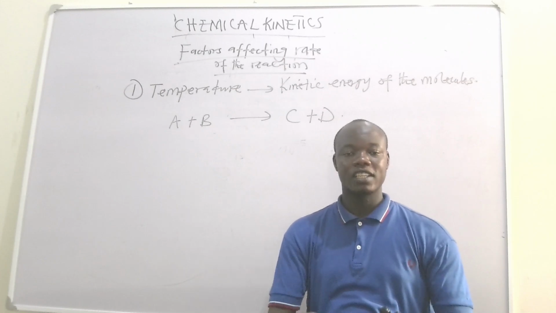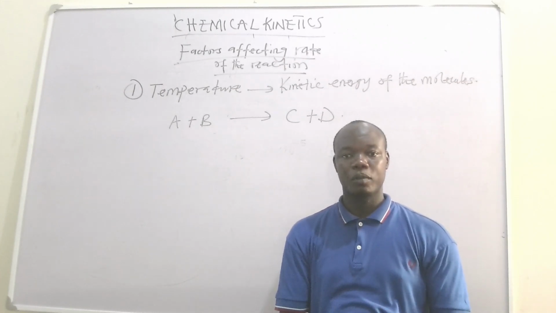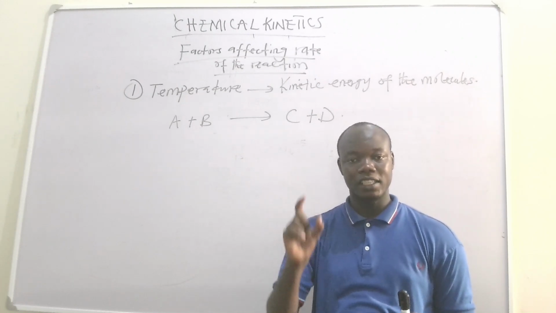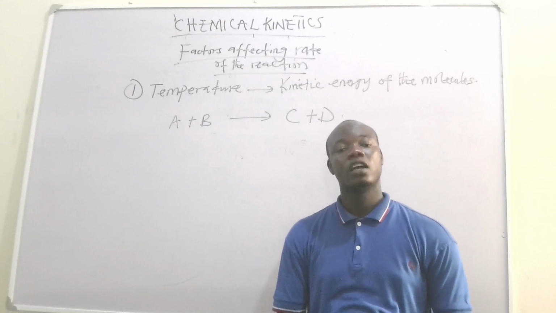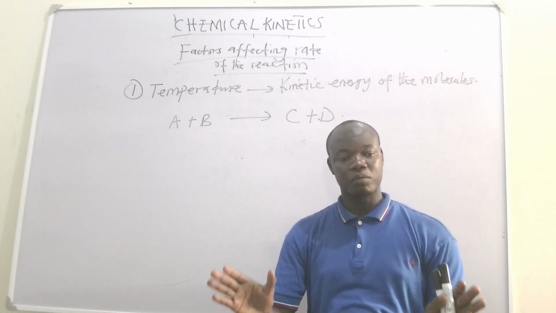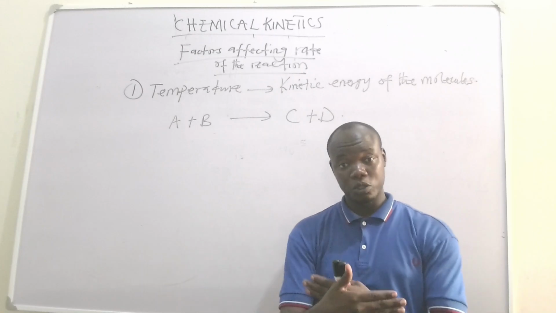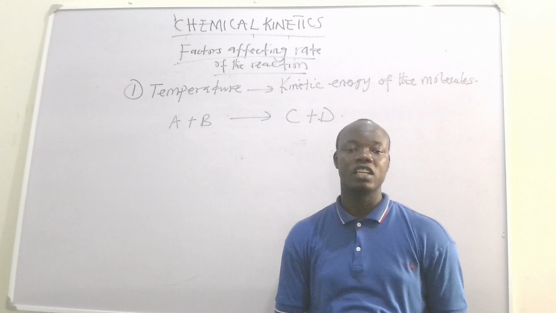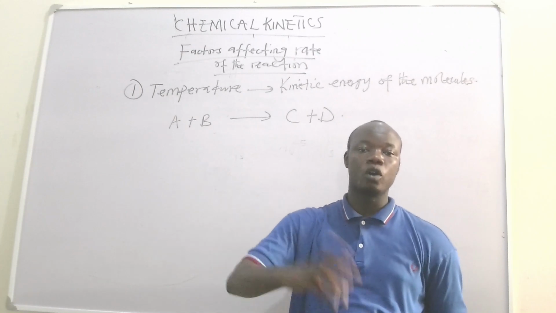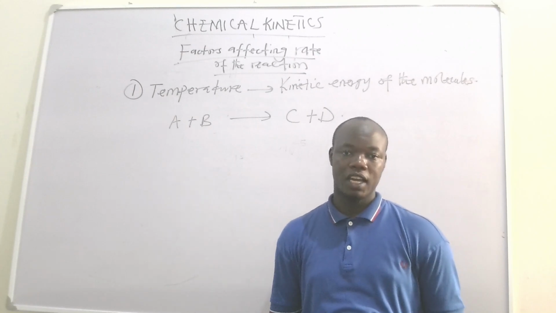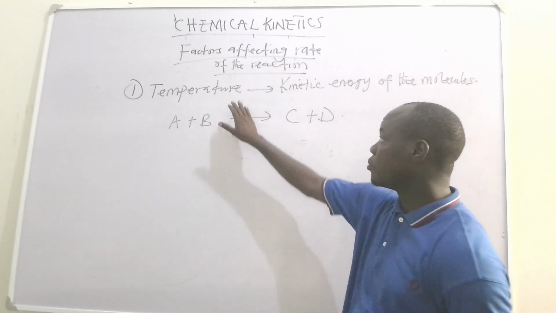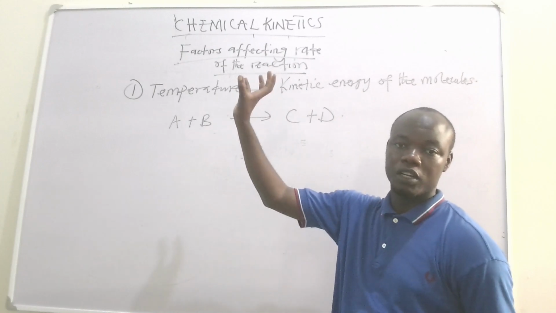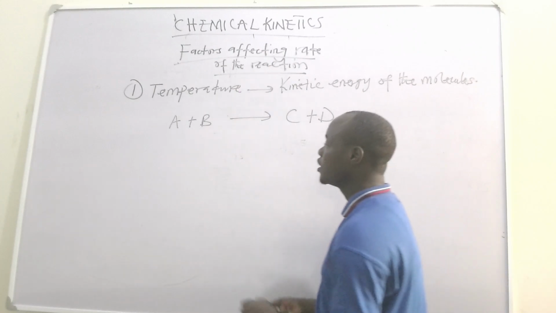And if you decrease the temperature, then the rate or speed of the reaction will decrease. How does this increase in temperature affect the rate of the reaction? It is by increasing the kinetic energy of the reacting particles. Once the kinetic energy is increased, the collision between the particles will increase, and as a result they will get sufficient energy to easily jump the activation energy for the reaction to take place. So temperature is one of the factors that increase the rate of the reaction. As you increase the temperature, the rate of the reaction increases.